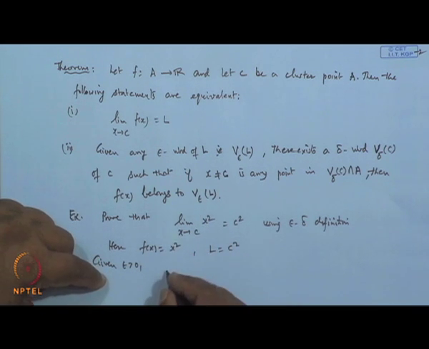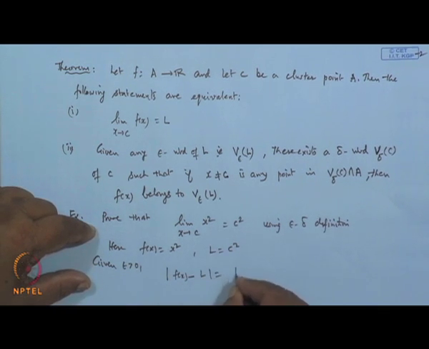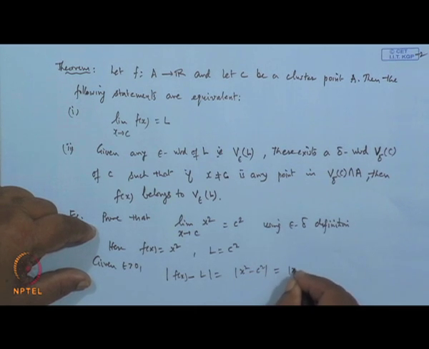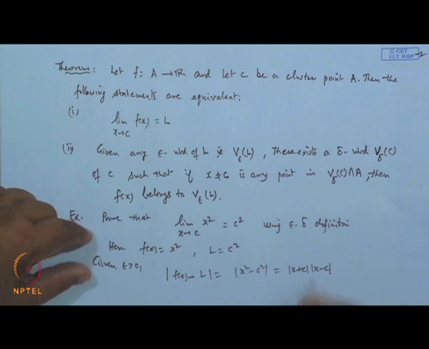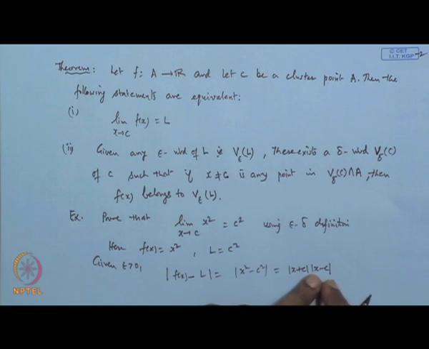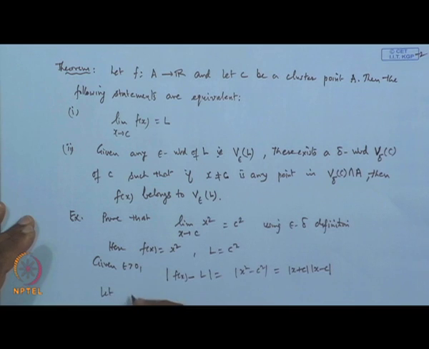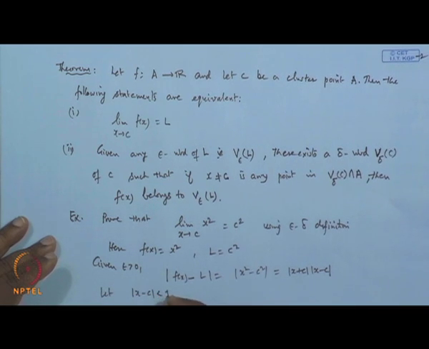So, what is f(x) minus L? L means c squared, so that is equal to x squared minus c squared. Basically, this is (x plus c) times (x minus c). Now, when we take x sufficiently close to c, the limit of this must be c squared. How close x is to c means any number less than 1 we can choose. So, let us take mod x minus c less than 1 first.